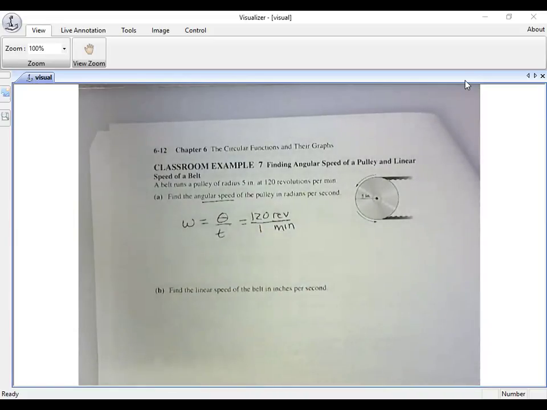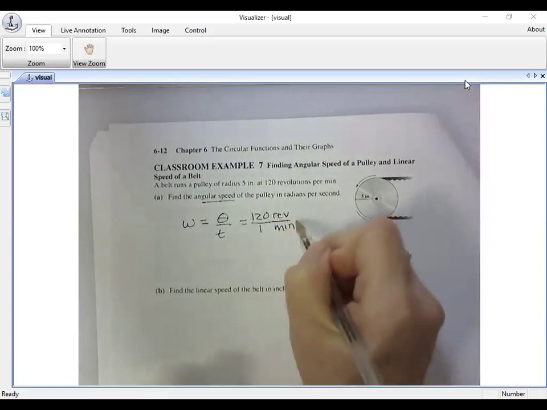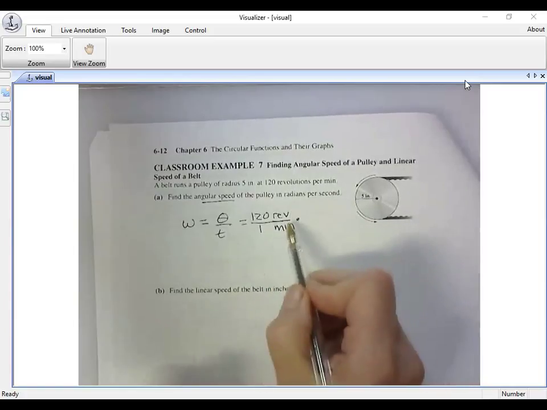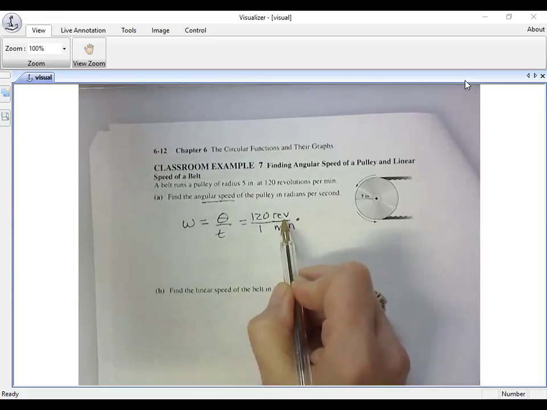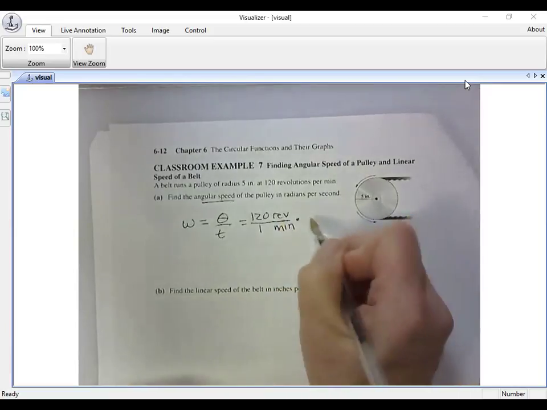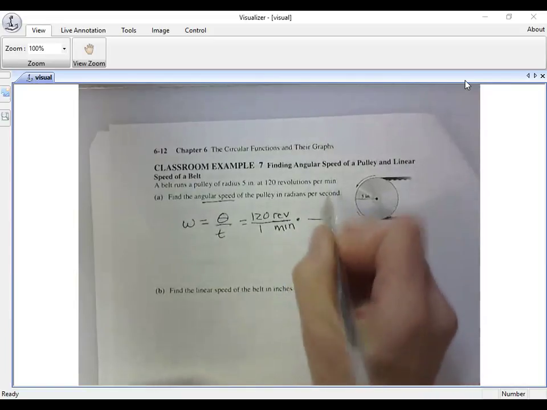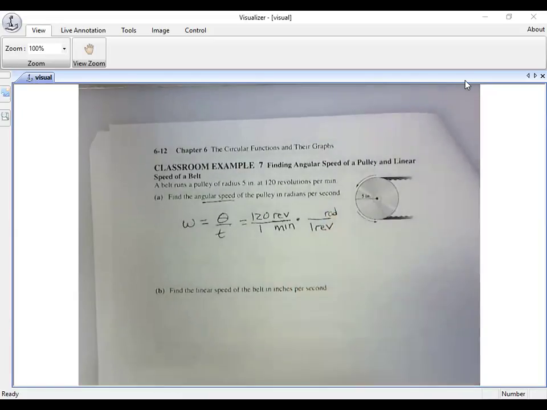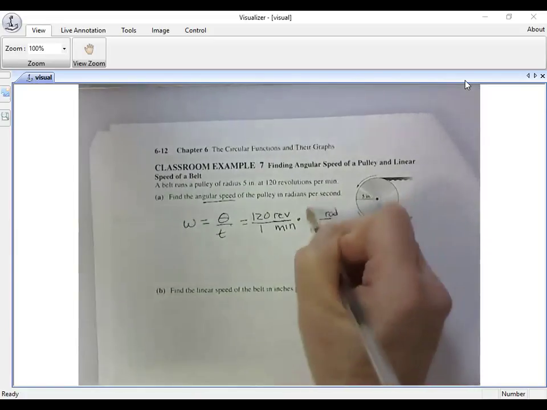Now, in order to figure this out, I would need to convert this so that I end up with radians per second. Now, talk to me about revolutions. Revolution means how many times you do what? 1 full rotation. So what I want to do is see if I can come up with 1 revolution would be the same as how many radians? What do we define 1 full rotation to be in radians? 2 pi. There you go.